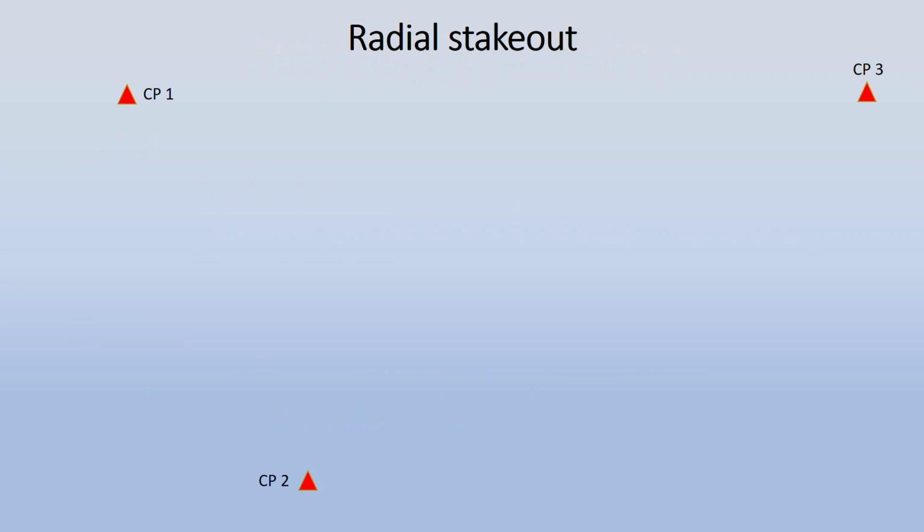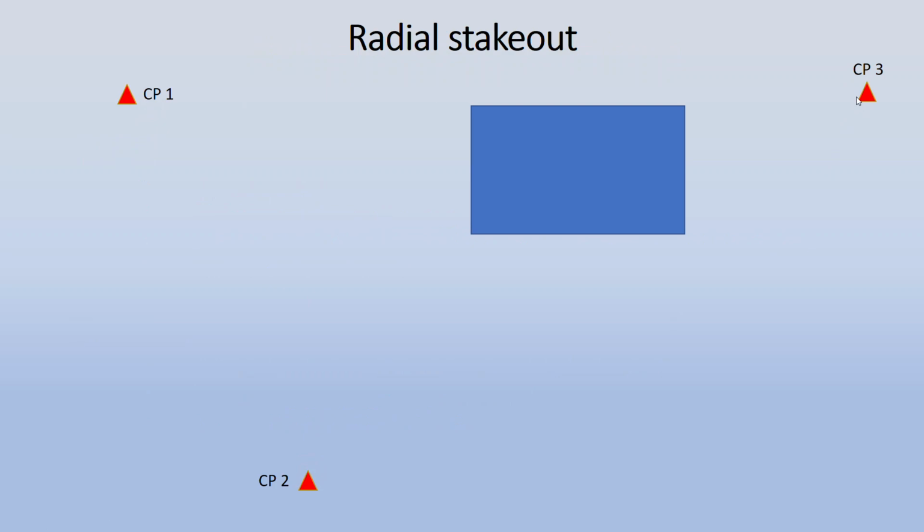Now if we look at an example of radial stakeout, how this works, showing three control points on a job site. Control point 1, 2, and 3, and there's probably more. 3 would be the minimum you would want for one level of redundancy. And we have a building location somewhere on that job site.